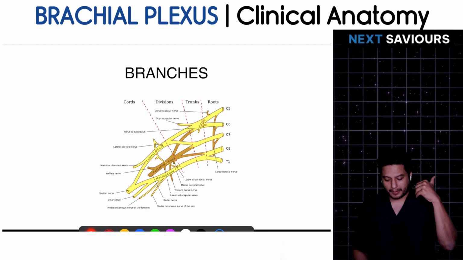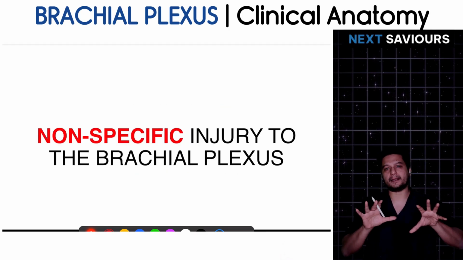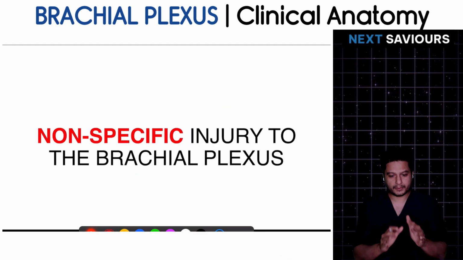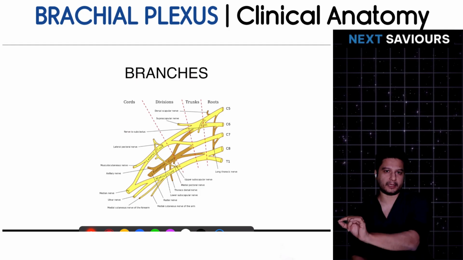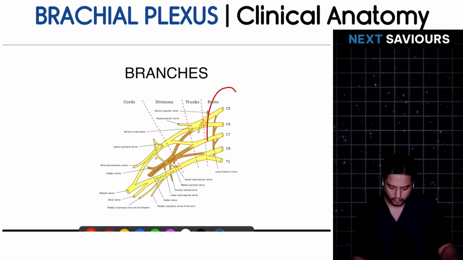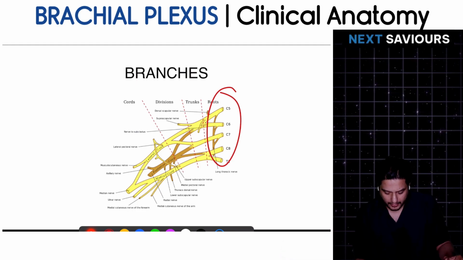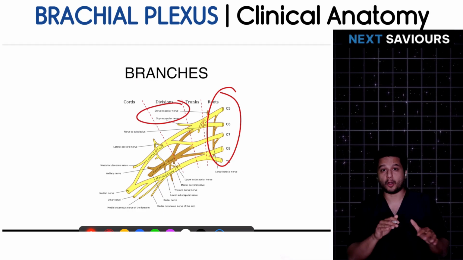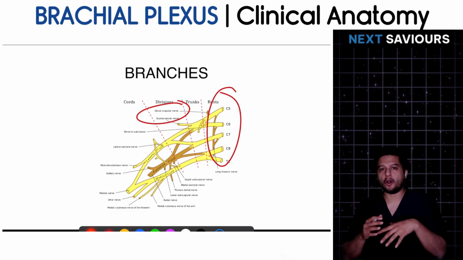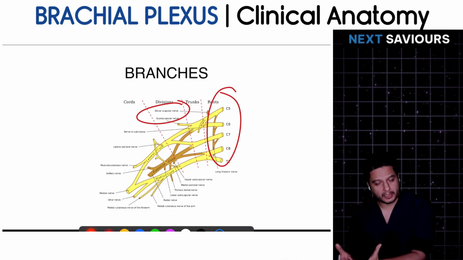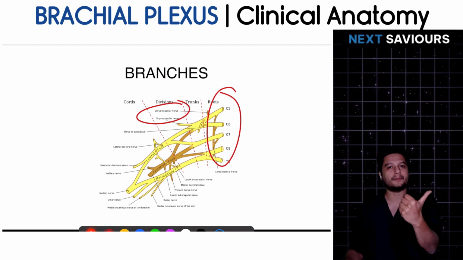You see, brachial plexus nerve injury can be categorized into two. One is a specific injury to the brachial plexus. That means injury to the root of the brachial plexus, for example, or injury to a single nerve like the dorsal scapular nerve, or injury to the radial nerve, or injury to the upper trunk of the brachial plexus, or injury to the long thoracic nerve of Bell.